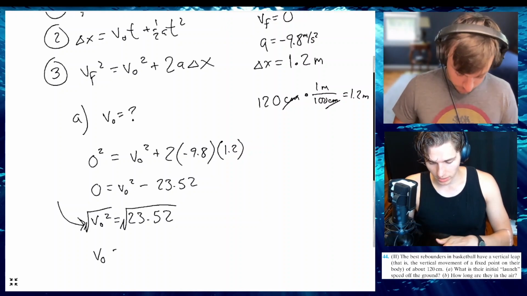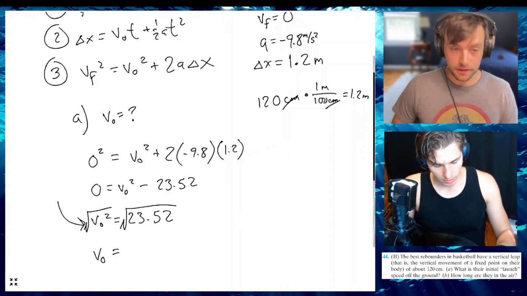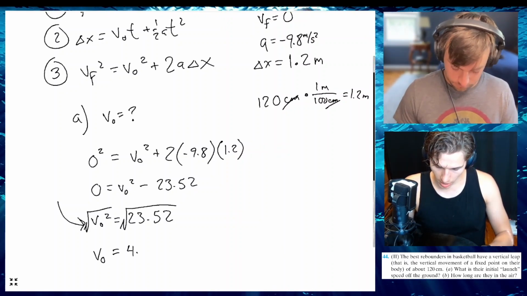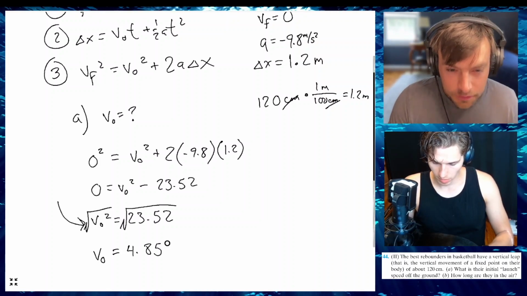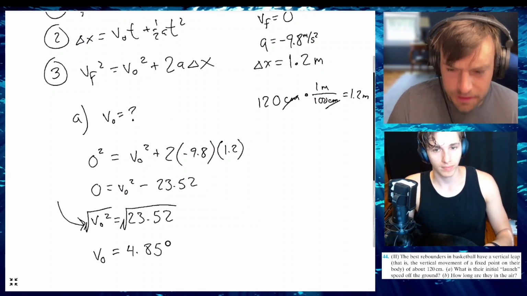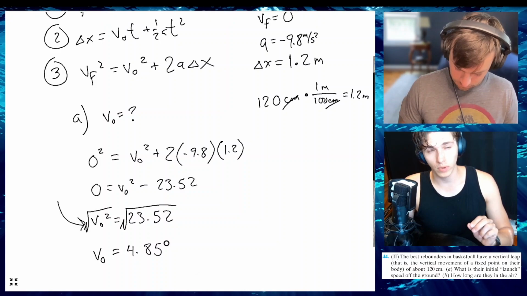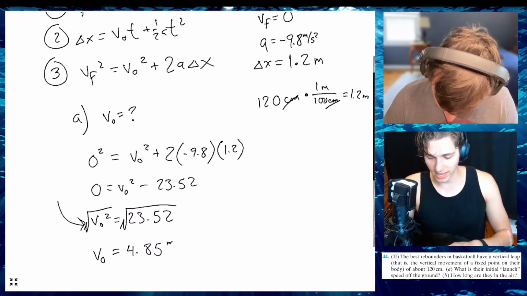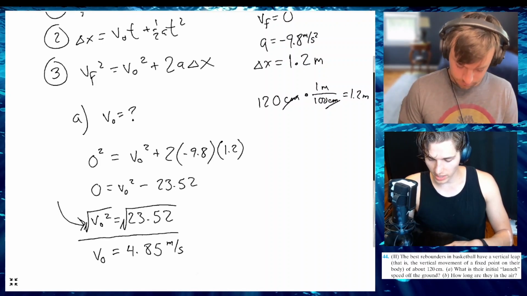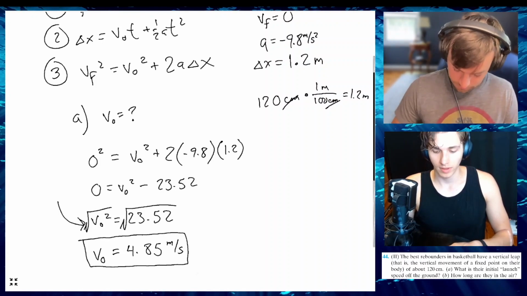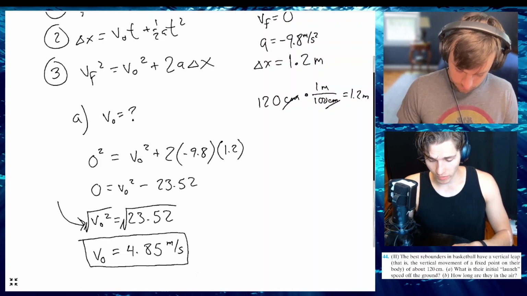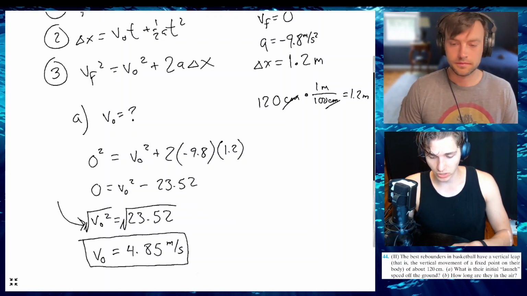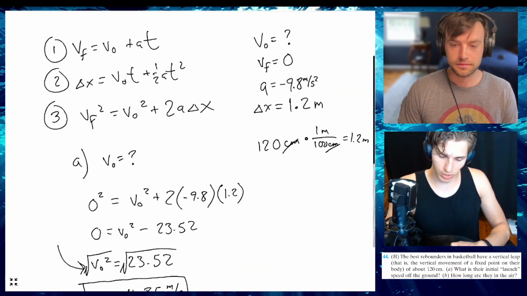So when I did the square root, I got 4.85. Perfect. And what's the unit? 4.85 centimeters? It's a velocity. What are the units of velocity? Oh, meters per second. Meters per second, right. Kind of like a speed. Nice. So this gave us more information. We now have the initial velocity. I can even just put it up here.